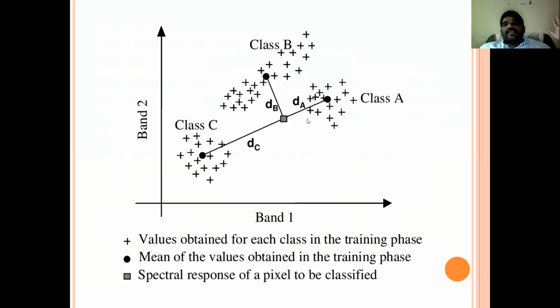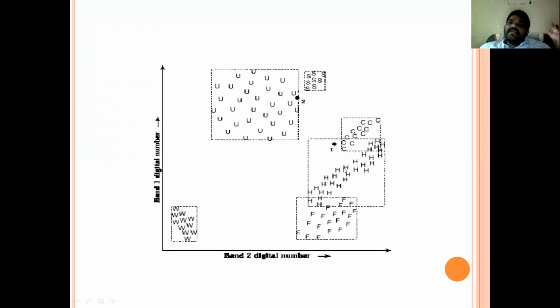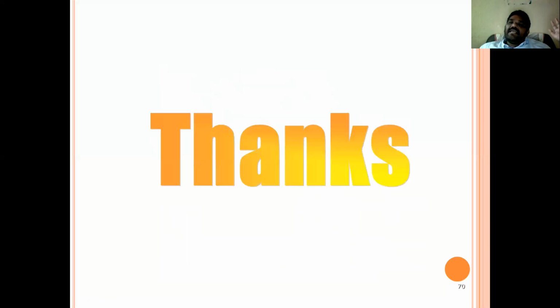Now we'll go to the minimum distance to mean method. This is the unknown pixel, and based on the numerical description, all the classes are formed. Straight lines are drawn from the unknown pixel to each group, and whichever group has the shortest distance, the pixel comes under that particular category. This is the minimum distance to mean method. In the parallelepiped method, instead of distance, we make boxes, and whichever box the unknown pixel comes under, it will be named with that box's class name. This is about supervised classification.